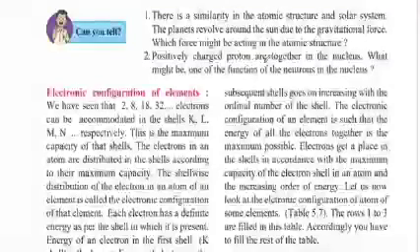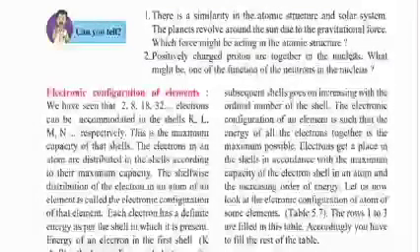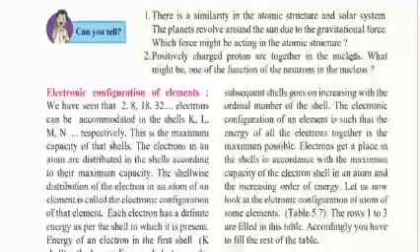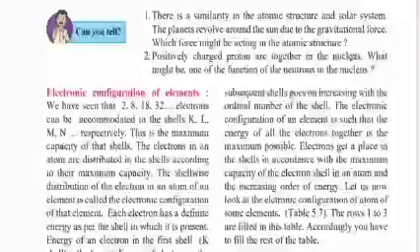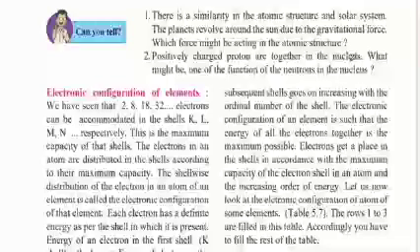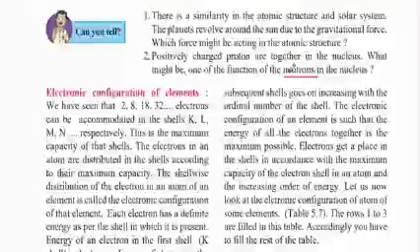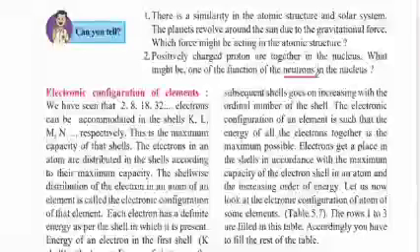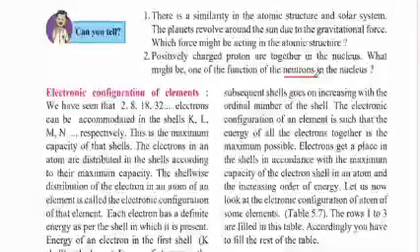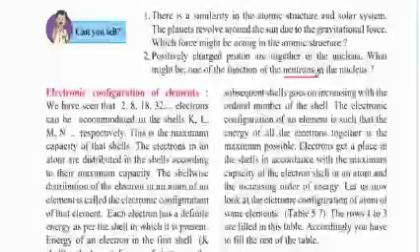Positively charged protons are together in the nucleus. We know that positive charges repel each other. So how is it that positively charged protons are held together in the nucleus? What might be one of the functions of the neutrons in the nucleus? So the neutrons are present in the nucleus only so that the protons do not get repelled from each other. Therefore, they are present between the protons.